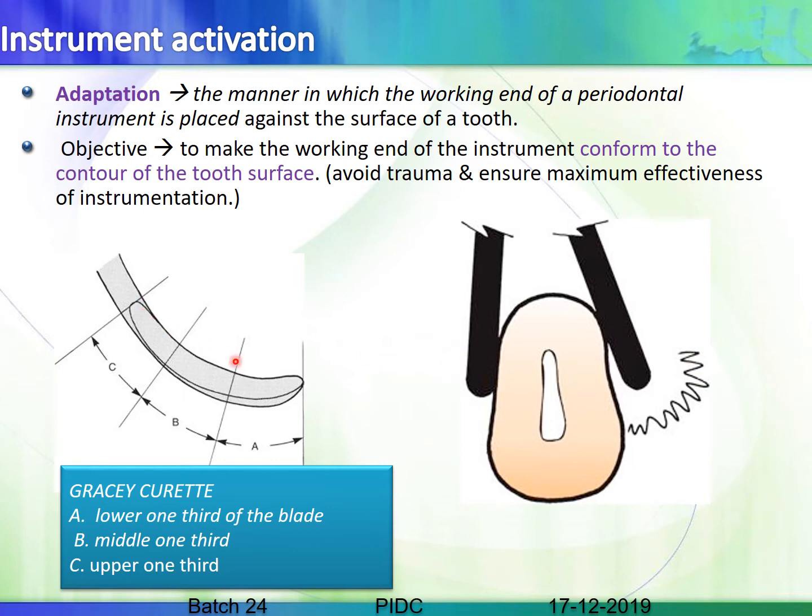Generally, any instrument tip is divided into the lower one third, middle one third, and the upper one third. It is always recommended that the lower one third, the terminal part of the instrument, always touches the tooth surface. If it is away from the tooth surface, you can see the amount of pressure it creates on the supporting tissues.